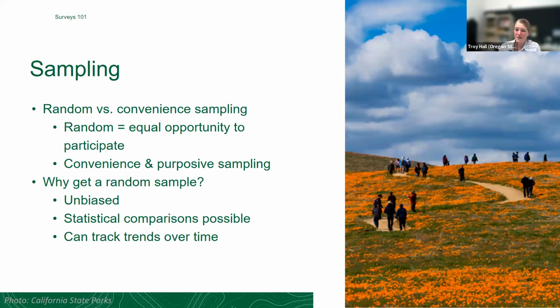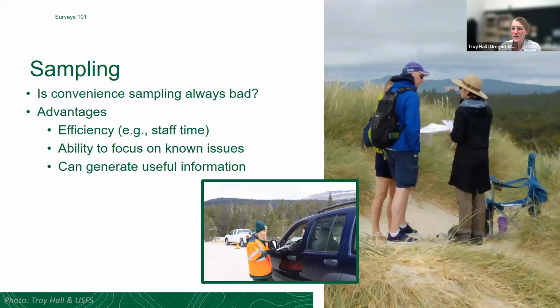So random sampling is the gold standard, but people might ask, is convenience sampling always problematic? And I would say no. It really depends on how you want to use the data, how confident you need to be. And it can be much cheaper to implement. You can use convenience sampling with existing staff if they can distribute surveys when it's convenient to them. And that may give you data that you simply couldn't get otherwise. It allows you to focus on known issues, and it can generate useful information.